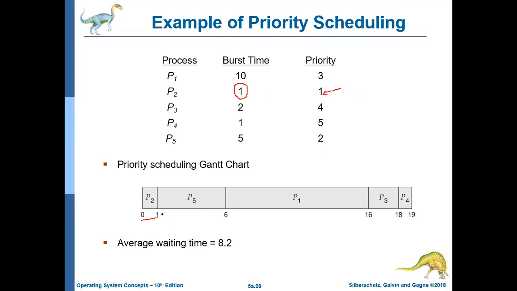We are managing it. Then second priority is of P5. We are managing P5. How much time it will take? 5. 1 to 6 it will complete. Then our next priority is which one? P1. P1 we will execute how much time? 10 units of time it will take. 6 to 16.